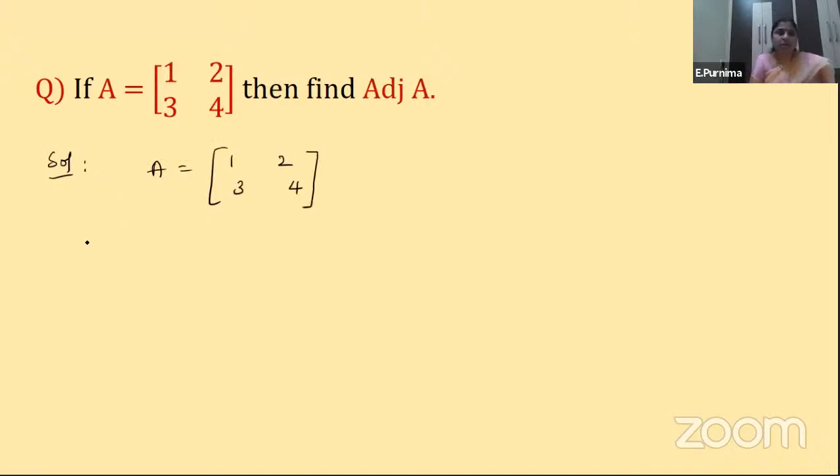Now what is the cofactor of 1? First we need to find the cofactor matrix. To get the adjoint, we need to get the cofactor matrix. So the cofactor of 1 we need to find out. For the first element, as I told you already, the formula is minus 1 to the power of i plus j into the minor. Yes, this is the formula.